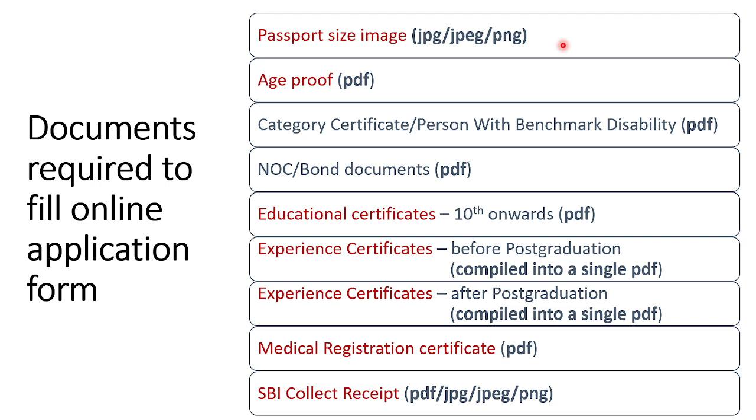For your eligibility, mainly the experience after post graduation is required, but we also request you to upload any experience like house surgeonship or anything you have before post graduation also. So all these certificates you should compile into a single PDF, and this PDF should be uploaded in the form. Then medical registration certificate if applicable, and SBI collect receipt.